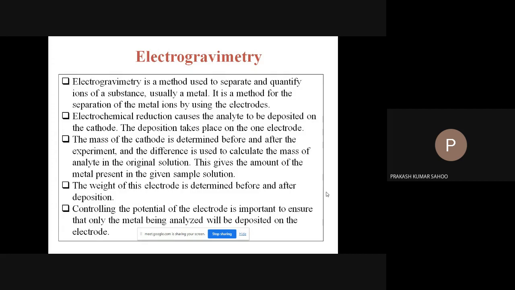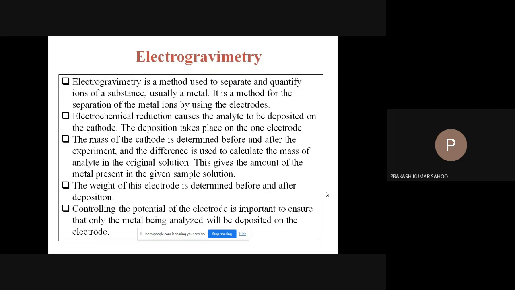The deposition takes place on one electrode, that is at the cathodic electrode. The mass of the cathode is determined before and after the experiment, and the difference is used to calculate the mass of the analyte in the original sample. This gives the amount of metal present in the given solution. So we have to weigh the electrode before and after, and the mass difference will be the mass of the metal present in the sample solution. The weight of this electrode is determined before and after the deposition.